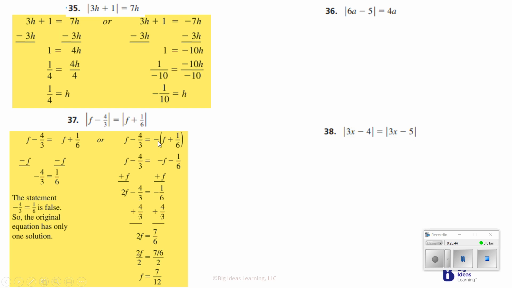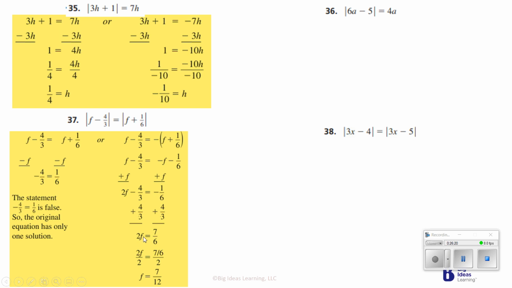And that's because this is going to turn this to a negative f, right? And this would be a negative 1/6. When it's a negative f, I'll be adding f to get rid of it, which is going to be adding f over here, and that's going to give me 2f. Now, when I combine my like terms, I'll be adding 4 over 3 to get rid of that negative 4 over 3. Whatever I add to one side, I add to the other, and 1 over 6 plus 4 over 3 is equal to 7 over 6. Now I have 2f equals 7 over 6.